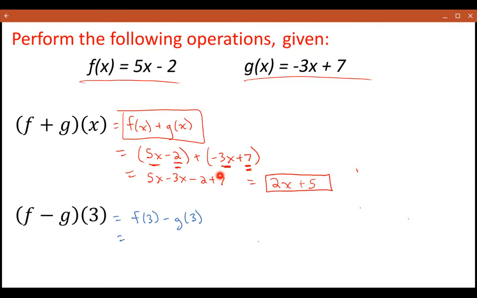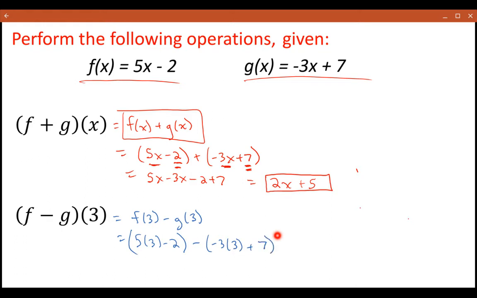So f of 3 means I'm just going to plug 3 into f of x. So 5 times 3 minus 2. And I'm going to put this whole thing in parentheses. Minus, parentheses, g of 3. So then negative 3 times 3 plus 7.